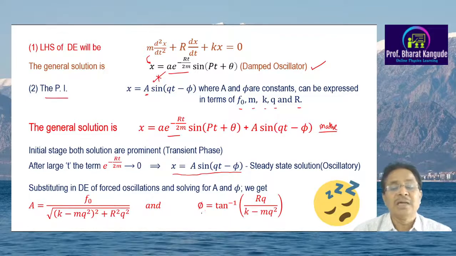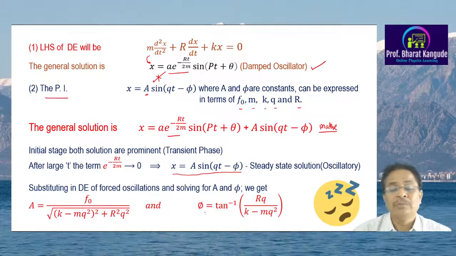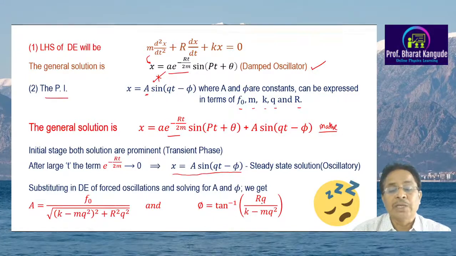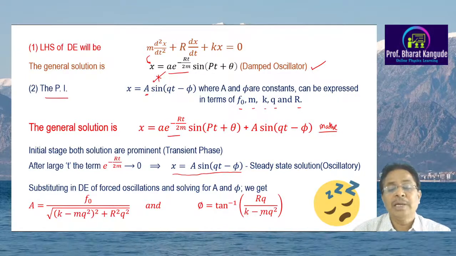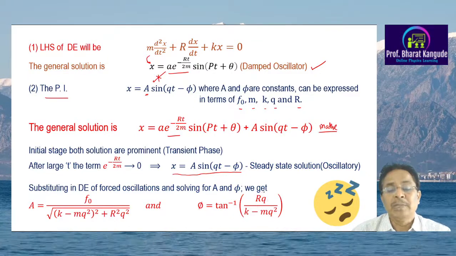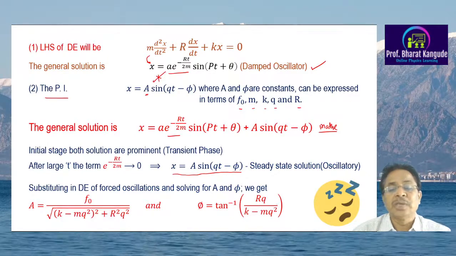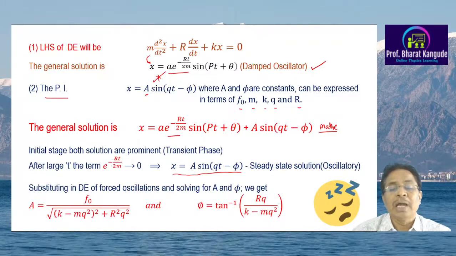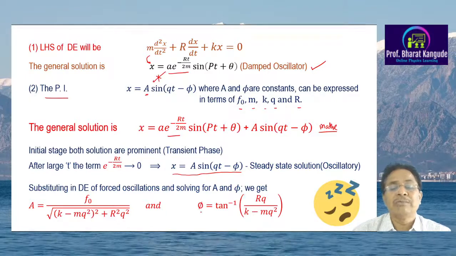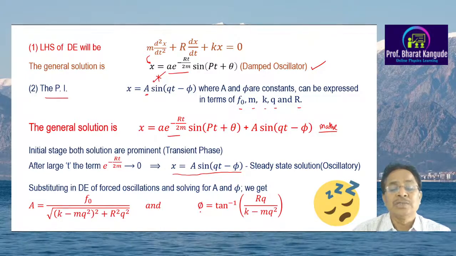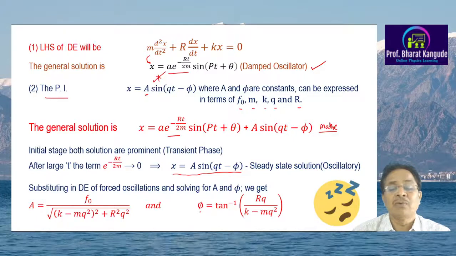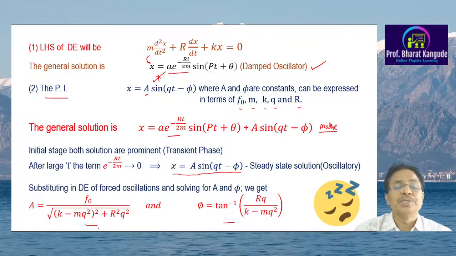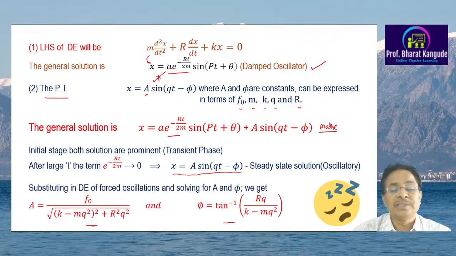And similarly, the phase angle phi can also be calculated, and it is given by phi is equal to tan inverse of rq divided by k minus mq square. Remember, the dimensions of the numerator and denominator will be such that the ratio is a pure number, and the tan inverse of this number gets the dimensions of an angle. So this is called the phase of this particular type of forced oscillator, given by this expression, and this is called the amplitude of this forced oscillator, given by this expression.